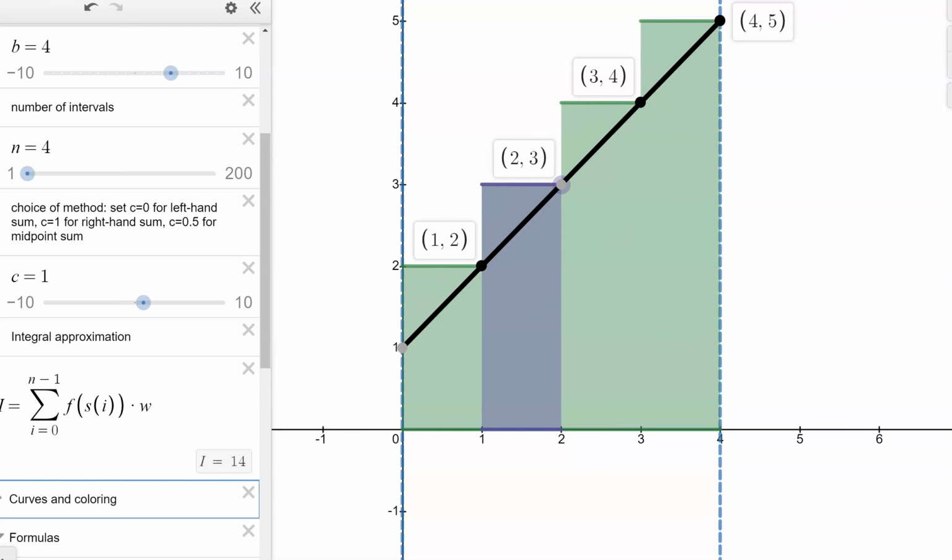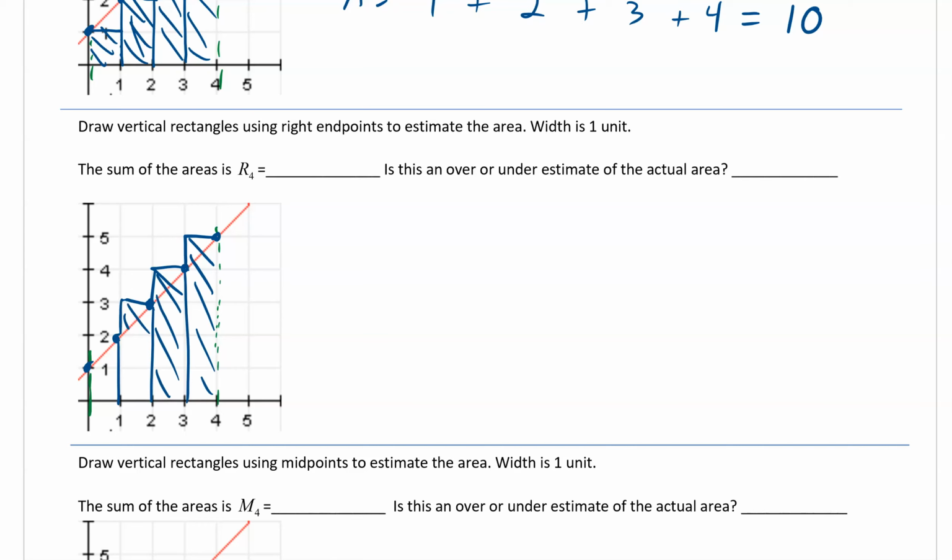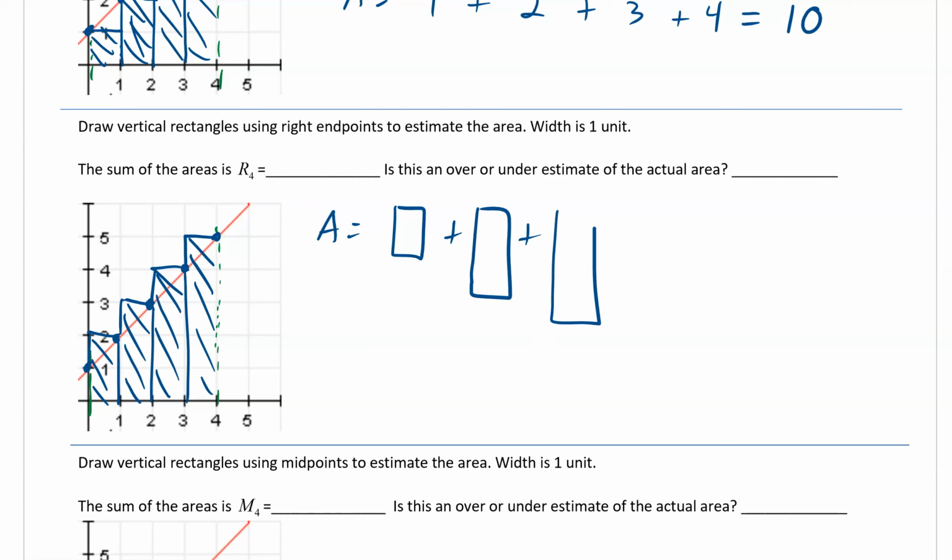And it will draw your 4 rectangles. So we would go to the right, go to the right, fill that in, go to the right, and then go to the right. And now we have our 4 rectangles. So we do the same thing we did before. We're going to find the area of that one, that one, that one, and that one.